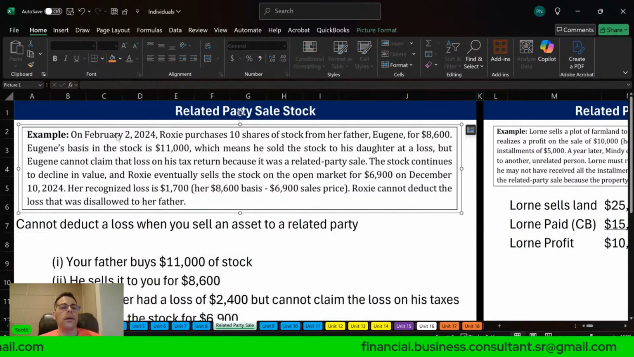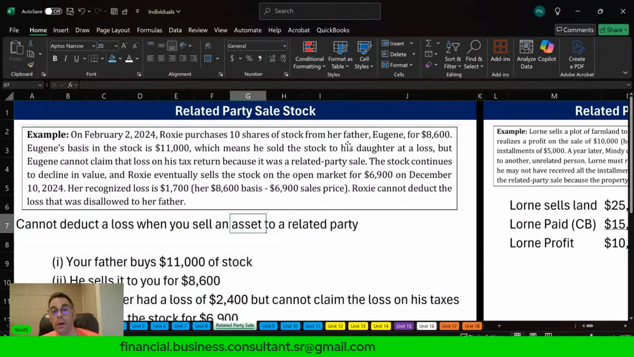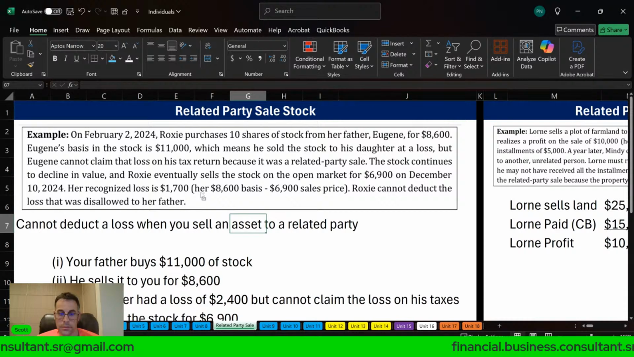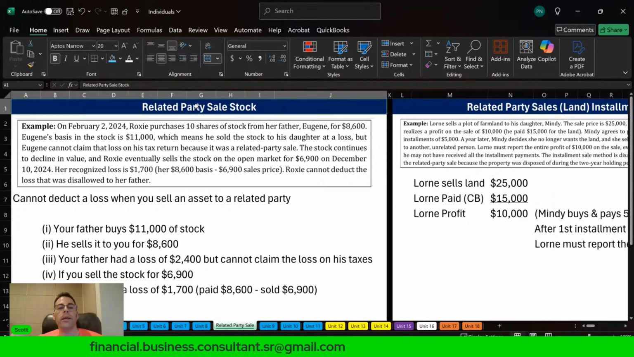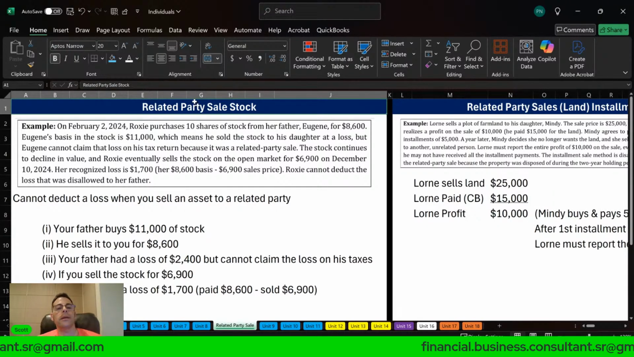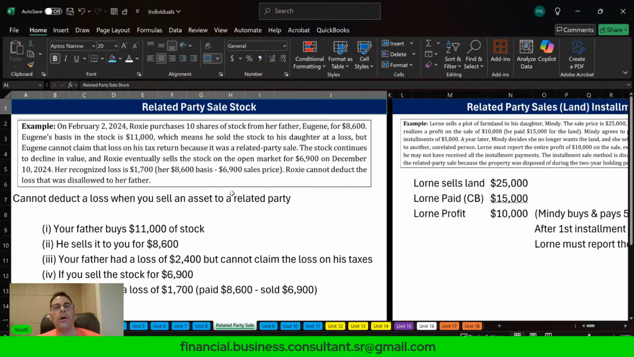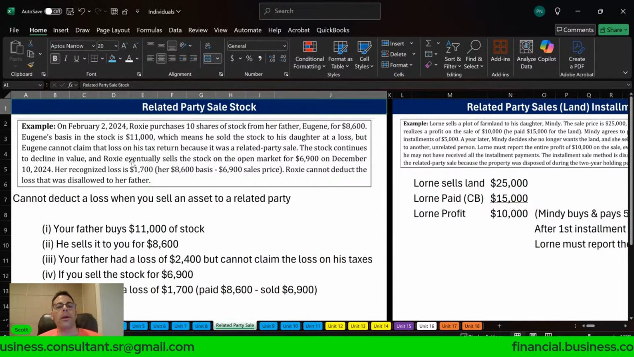Okay. On February 2nd, Roxy purchases 10 shares of stock from her father for $8,600. So there's different tax rules when you buy something from a related party. A related party is mother, father, siblings. Not all people related to you. If it's like a third cousin, that's not considered a related party, but I think first cousin is.